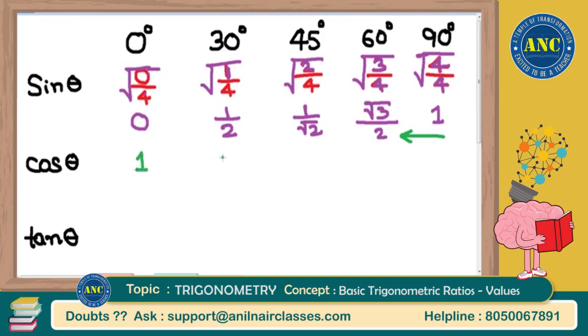Cos 0 is 1. Cos 30 is nothing but root 3 by 2. Cos 45 is nothing but 1 by root 2. Cos 60 is nothing but 1 by 2. Cos 90 is nothing but 0. Right? Cos 90 is nothing but 0.